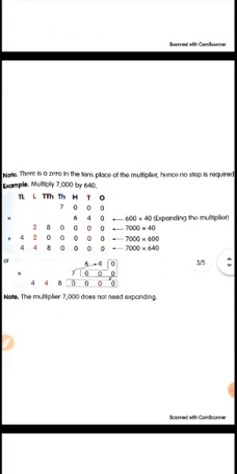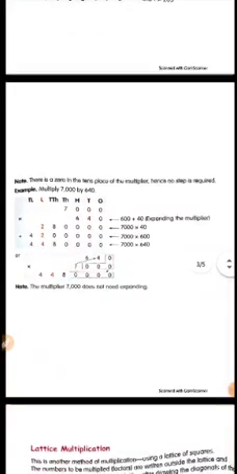Here one note is given. There is a 0 in the tens place of the multiplier, hence no step is required. So if there is 0 in the tens place of the multiplier, there is no step required.